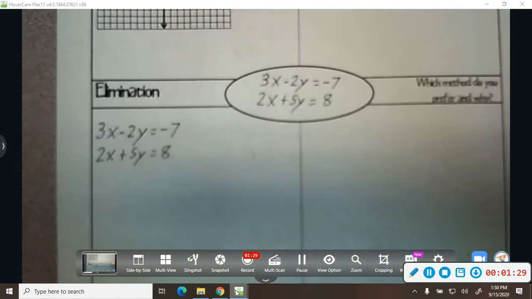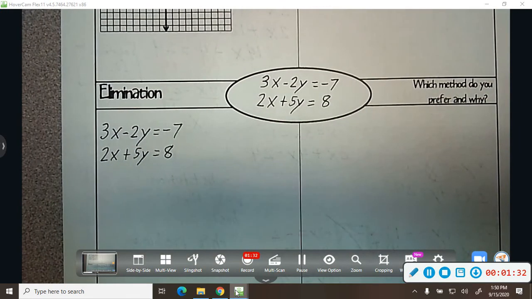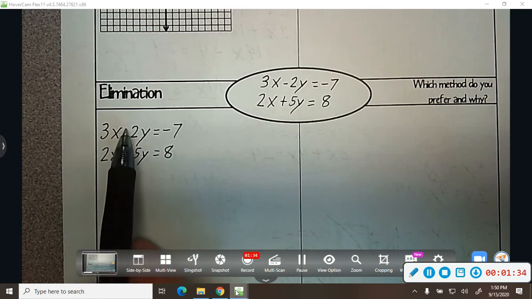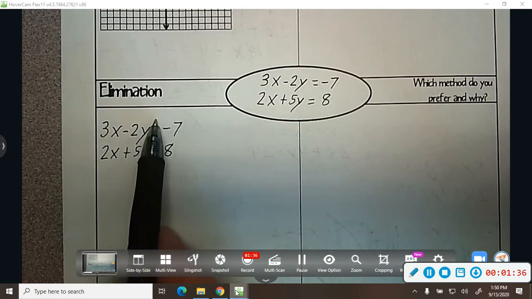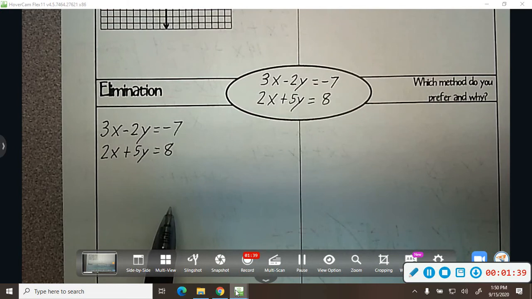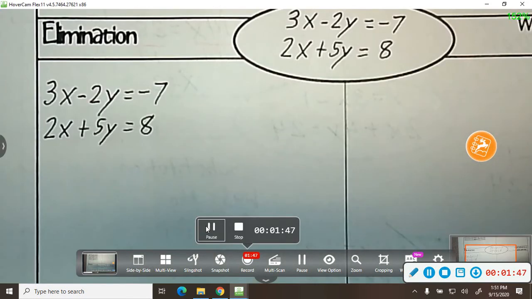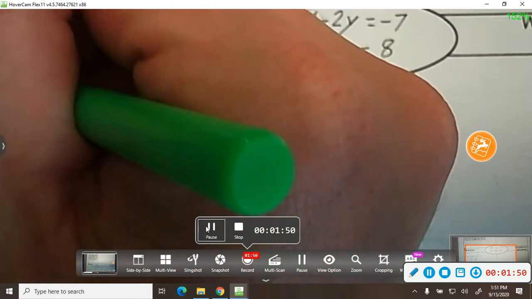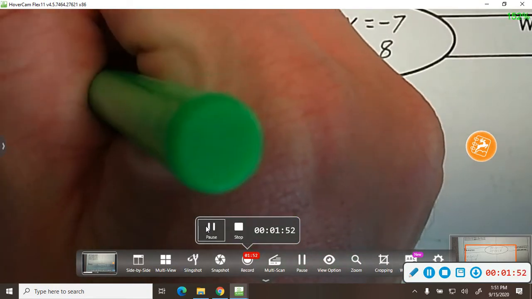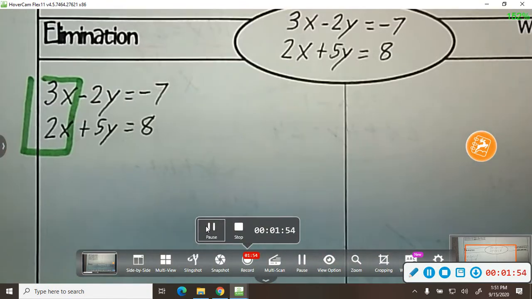And so I need to decide, well, first, are they lined up? X, operation, y, equals, constant. Everything is lined up. Second, I need to decide, do I want to eliminate the x's? So we have decided to try to eliminate the x's. And we recognize that the smallest number that 3x and 2x would go into is 6x.